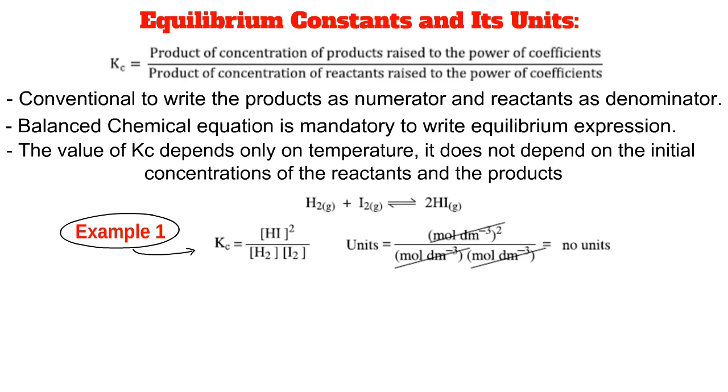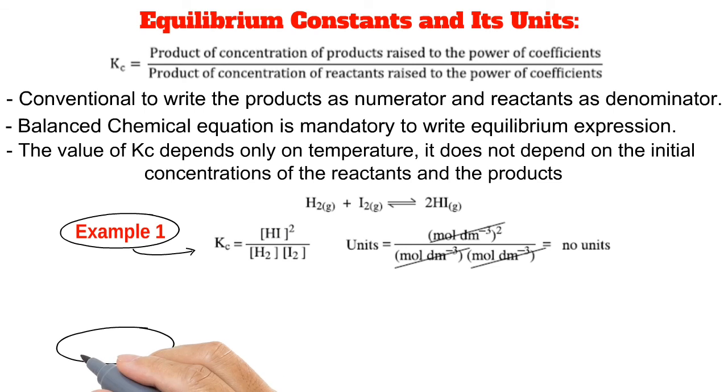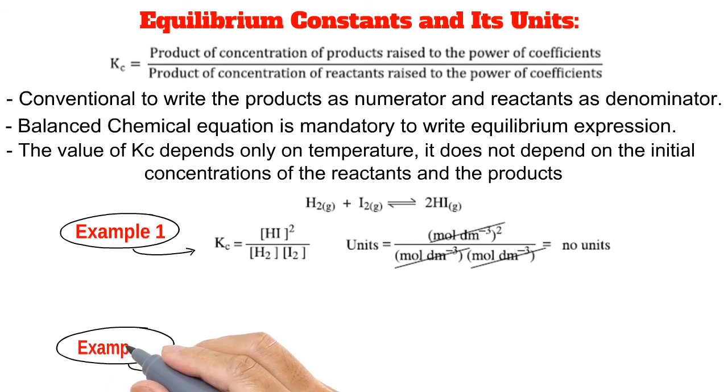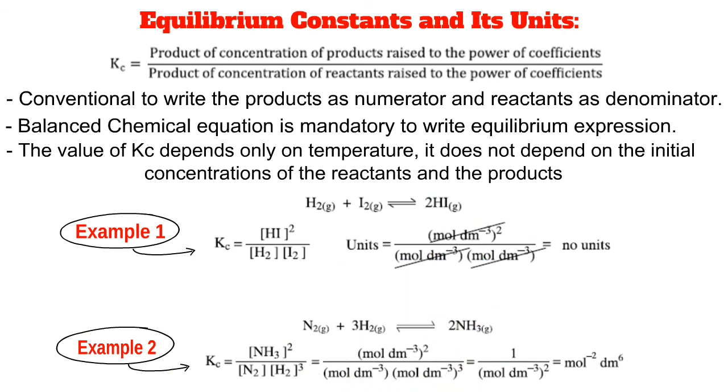If we write the Kc for this type of reaction and if we write the units, they ultimately cancel out each other, and Kc has no units for these types of reactions. Let us take another example where the number of moles are not equal on both the sides. In this example, 1 mole of nitrogen and 3 moles of hydrogen combine together to give 2 moles of ammonia.